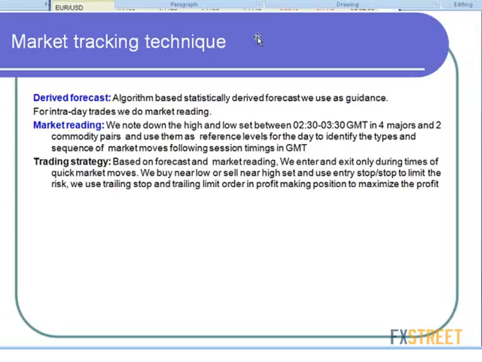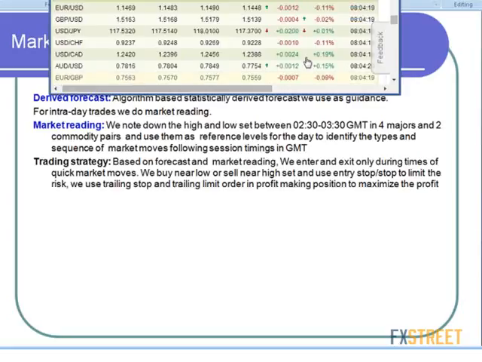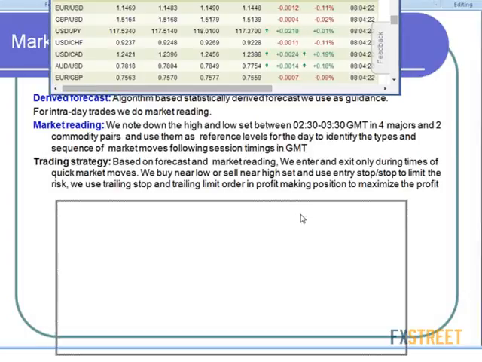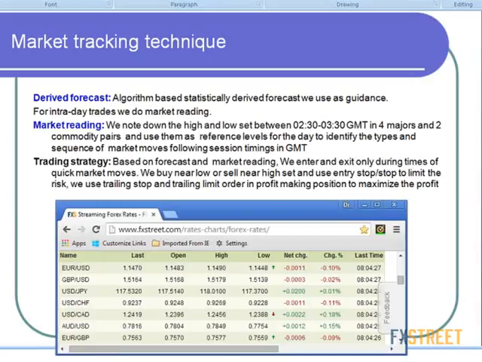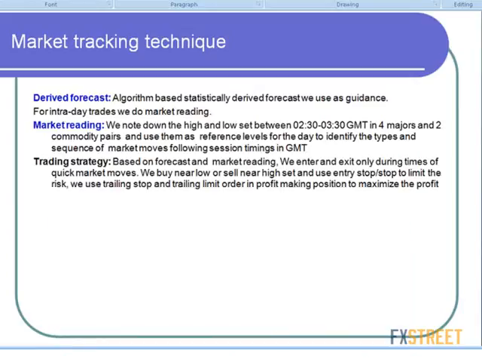So that is the trading strategy we use. Thereby, we find that the market is able to give us the profit even though it appears very volatile. So these are the three components. To start with, we will see the first component, namely the forecast.